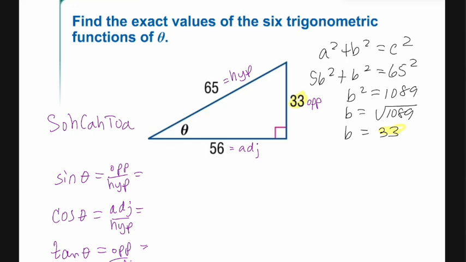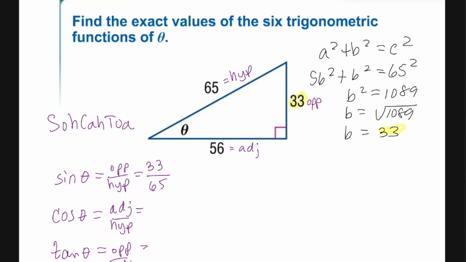I want a fraction. So the first one here, our sine value, the opposite was 33. The hypotenuse was 65. If you try to reduce 33 over 65, you cannot. So that's what I want. That's your answer. The ratio of the opposite side and the hypotenuse side when the angle theta that's marked is 33 over 65. That's it. That's your answer.